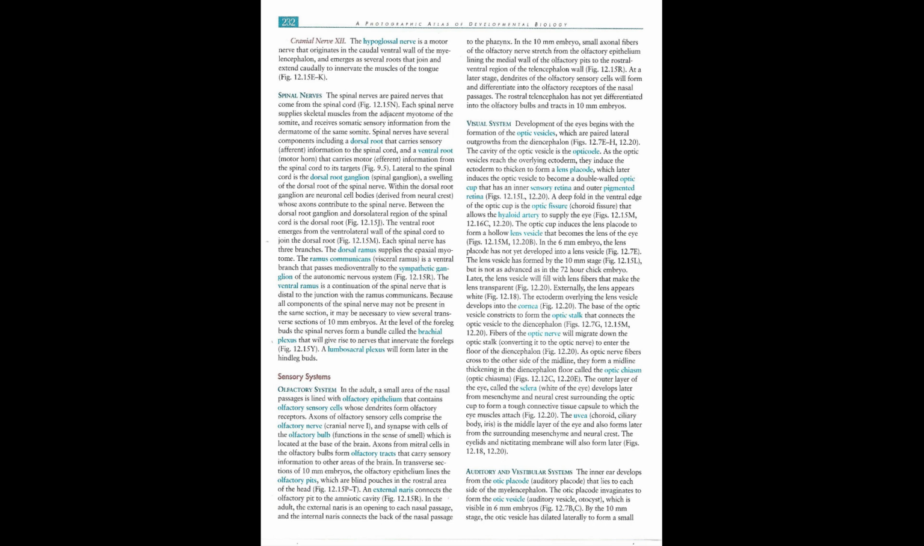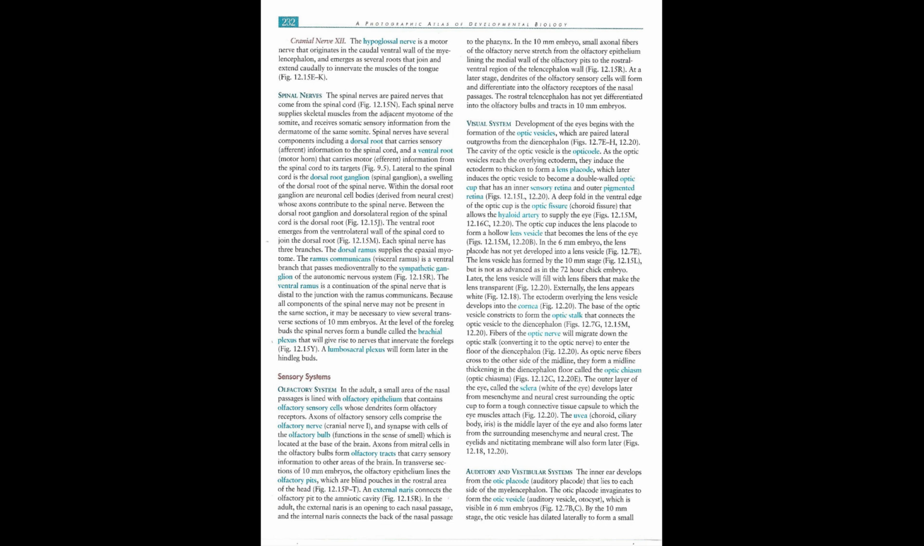Cranial nerve 12. The hypoglossal nerve is a motor nerve that originates in the caudal ventral wall of the myelencephalon, and emerges as several roots that join and extend caudally to innervate the muscles of the tongue, Fig 12.15e-k. Spinal nerves. The spinal nerves are paired nerves that come from the spinal cord, Fig 12.15n.